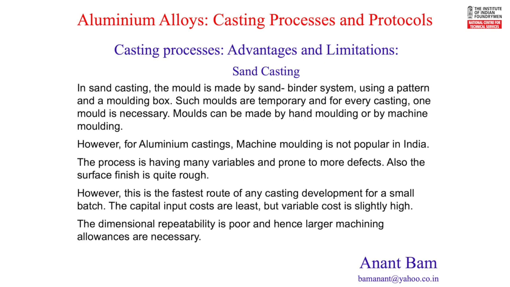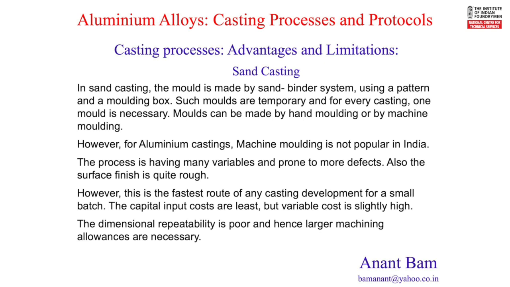However, for aluminum castings, machine molding is not popular in India. The process has many variables and is prone to more defects. Also, the surface finish is quite rough. However, this is the fastest route for any casting development for a small batch. The capital input costs are least, but variable cost is slightly high. The dimensional repeatability is poor, and hence larger machining allowances are necessary.